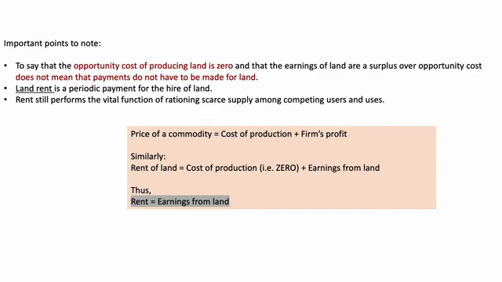There is a landowner, and then there is another user who wants to use land, and the user will pay a certain rent to the original owner to use land. And that rent, in a very competitive market, or in a perfectly competitive market, would equate fully with the earnings from the land.